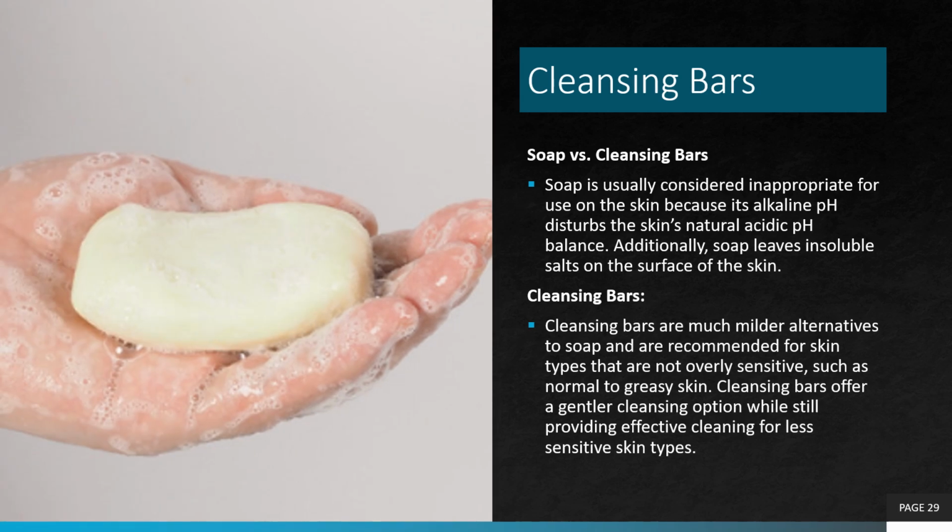Soap is usually considered inappropriate for use on the skin. This is because the alkaline pH disturbs the skin's natural acidic pH balance. Additionally, soap leaves insoluble salts on the surface of the skin. Cleansing bars are much milder alternatives to soap, and they are recommended for skin types that are not overly sensitive, such as normal to oily skin. Cleansing bars offer a gentler cleansing option while still providing effective cleaning for less sensitive skin types.